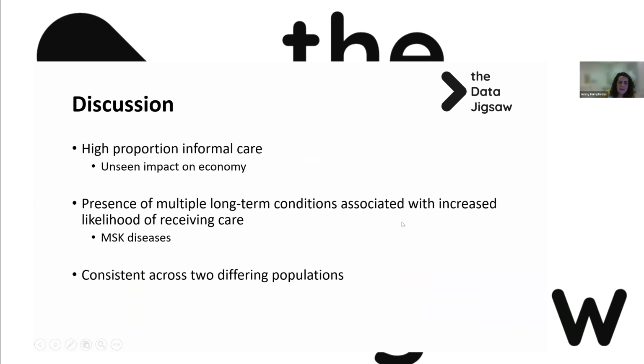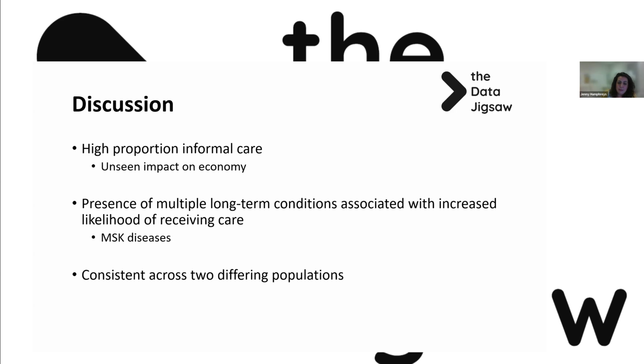So next slide. Just to discuss these findings, there's a really high proportion of informal care, and this has been talked about quite widely, that this has a massive unseen impact on the economy, both on the person themselves and their carers, and that this is just hidden from society. Especially given that most adults are now working, we don't have the older model where there might be one person in a family who is a caregiver, so this can be a significant impact.